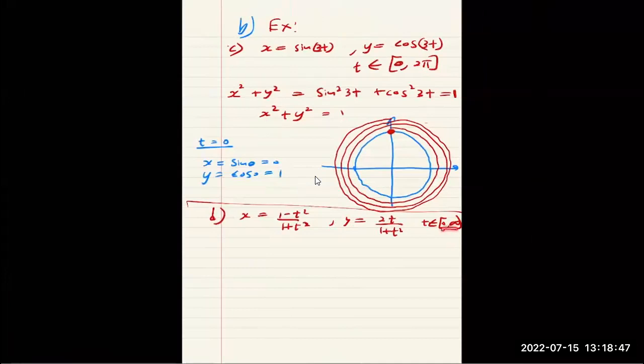Notice that if t is between 0 and infinity, these quantities would never be negative. It could be 0, of course. If t is equal to 0, this is 0, that's okay. But these two quantities would never be 0 as long as t is between 0 and infinity.